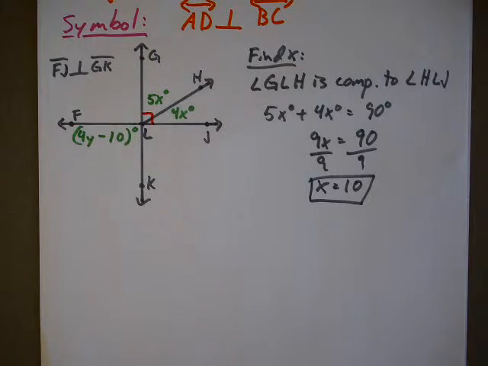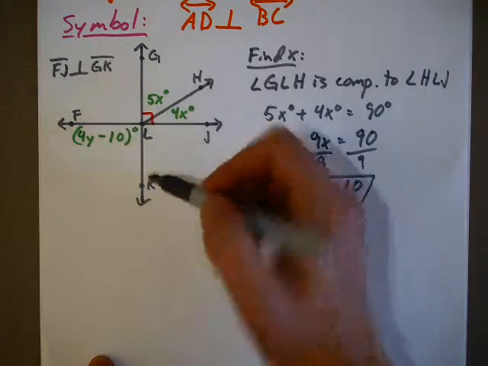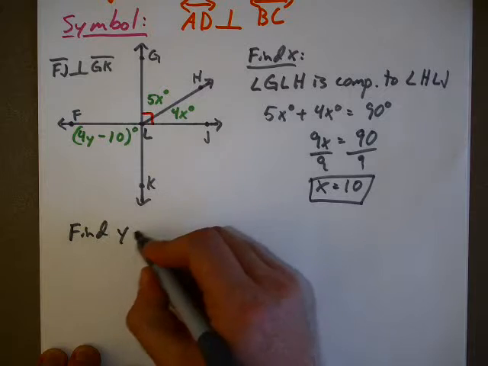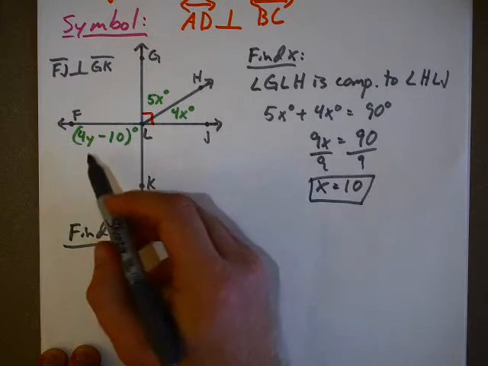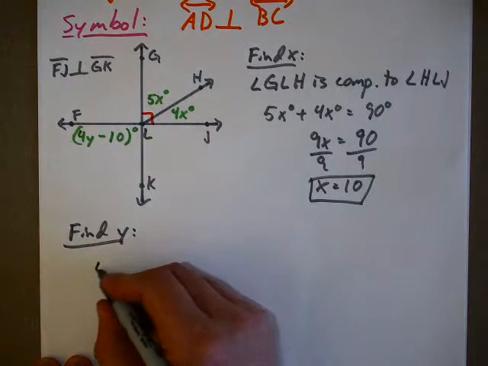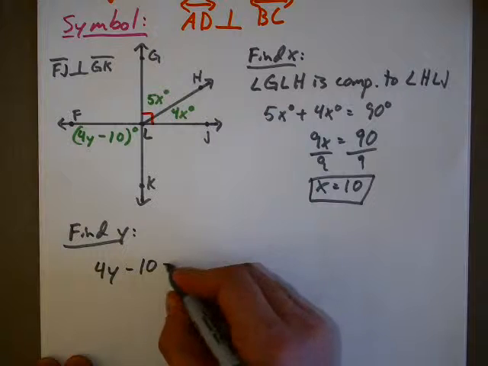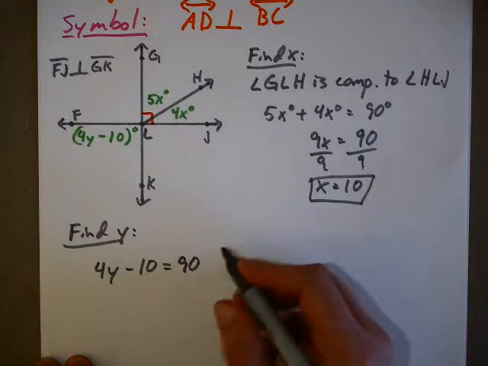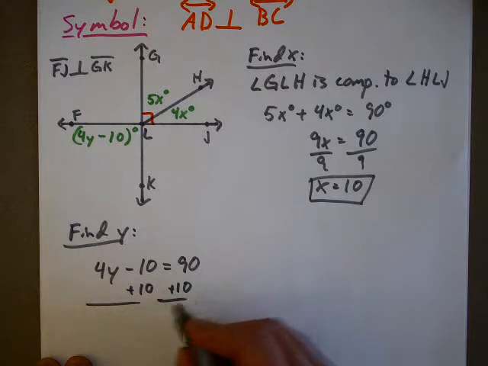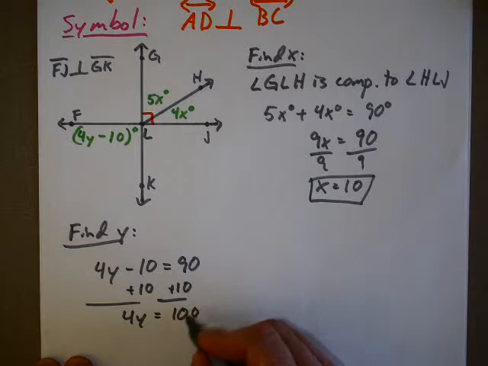The second one is I just have one angle that is the measure of this angle right there. Because these are perpendicular lines, to find y, all I need to do is set this statement up to equal 90. So I know that 4y minus 10 equals 90. I'd add 10 to both sides. So 4y equals 100, and so y equals 25.